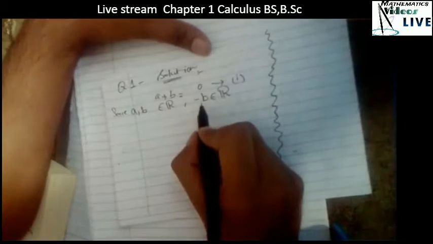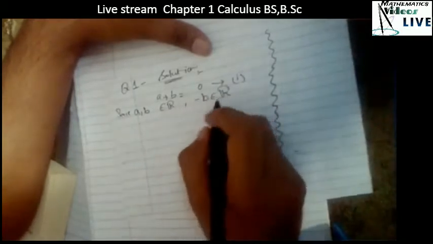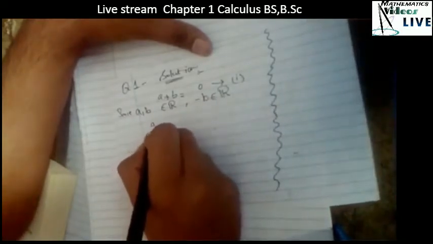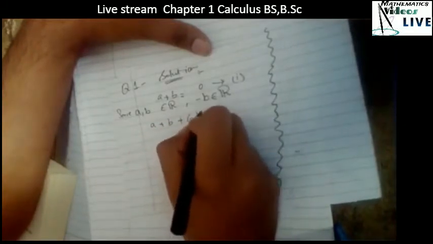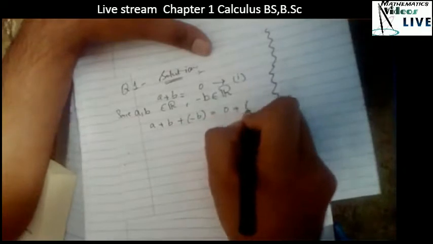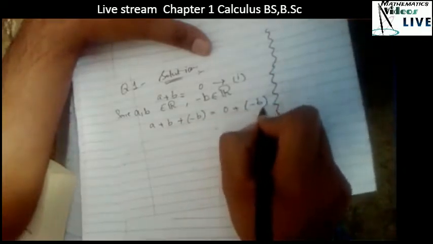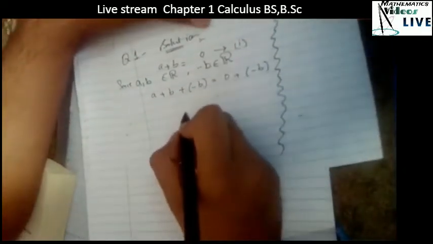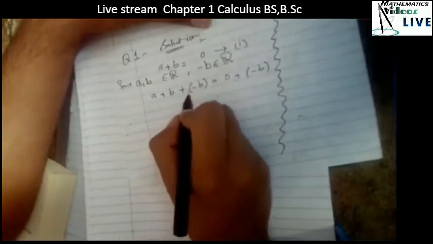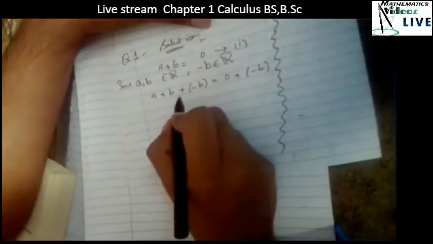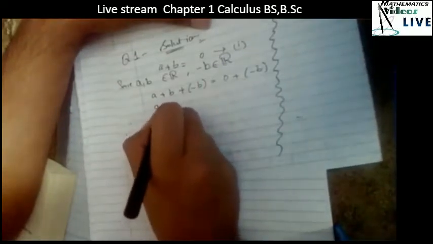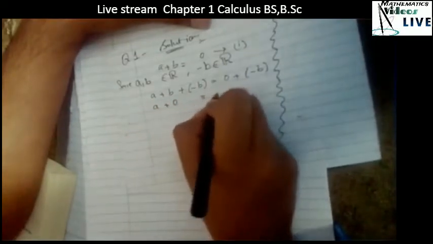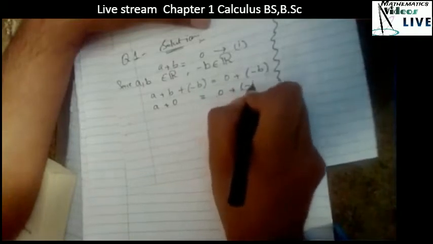You can add this additive inverse on both sides of this equation. The result is A plus B plus additive inverse of B is equal to 0 plus additive inverse of B. Next, you will make use of the property that when an additive inverse is added to its corresponding number, the result is the additive identity, that is 0 plus minus B.